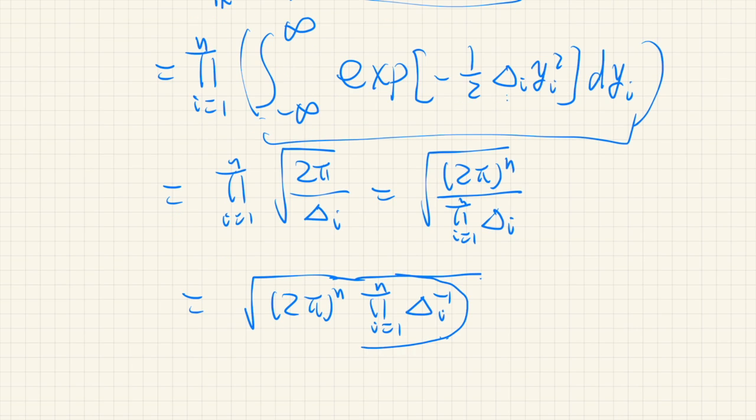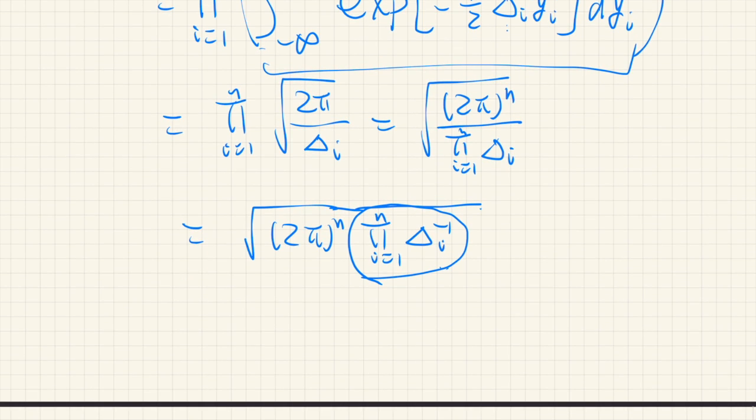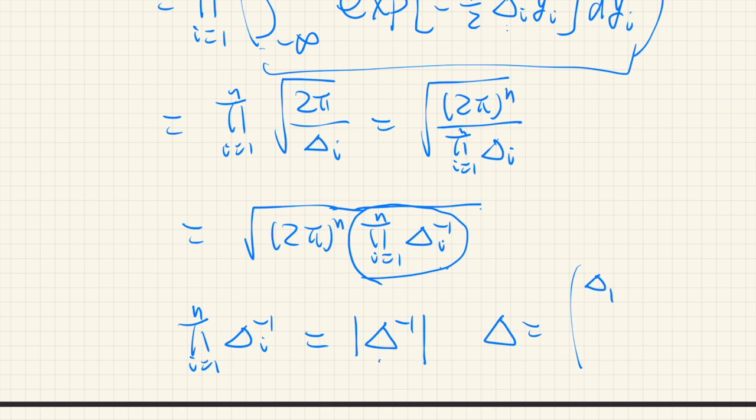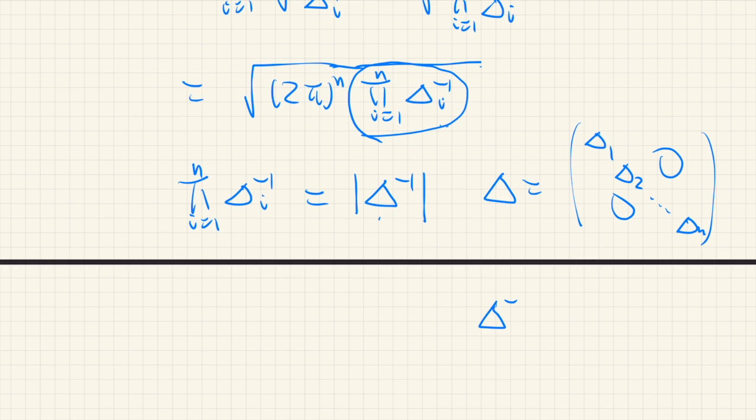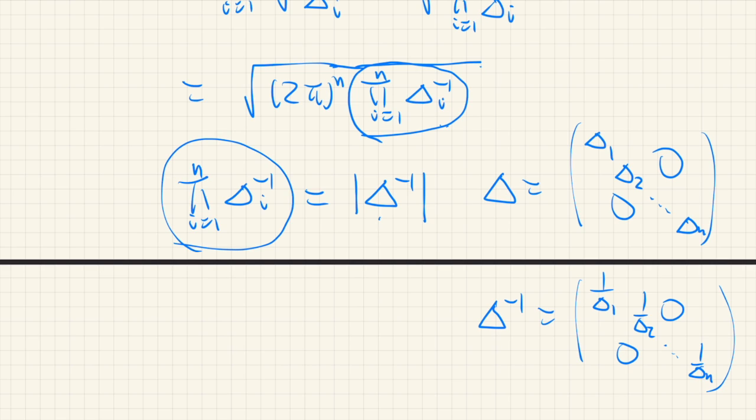Now, let's look at this part. What is this? This is the product of the inverse of eigenvalues, delta i inverse. So this is actually the determinant of the inverse of this delta matrix. Delta is a diagonal matrix like this, with zeros elsewhere, and its inverse, delta inverse, is like this: 1 over delta 1, 1 over delta 2, and so on, 1 over delta n. So this product represents the determinant of the inverse matrix of delta.